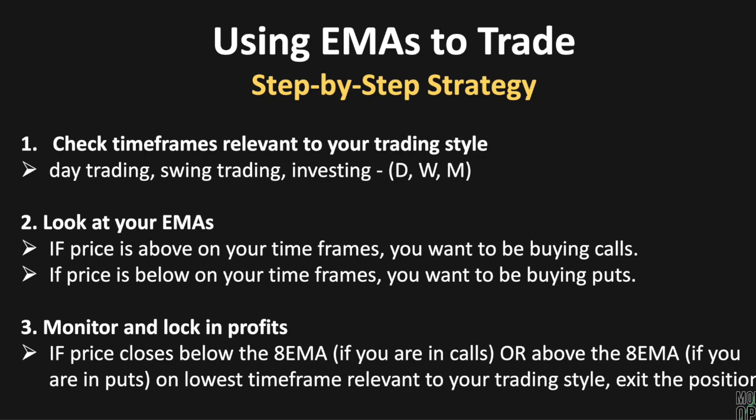And remember, you want to be monitoring these trades and locking in profits. If price closes below the 8 EMA if you're in calls, or above the 8 EMA if you're in puts, on the lowest time frame relevant to your trading style, you should exit the position with your profits or stop yourself out. There's only 3 ways your trade should ever end. You should have a big winner, a small loser, or break even. And that's it. If you do that, you'll continually grow your account.